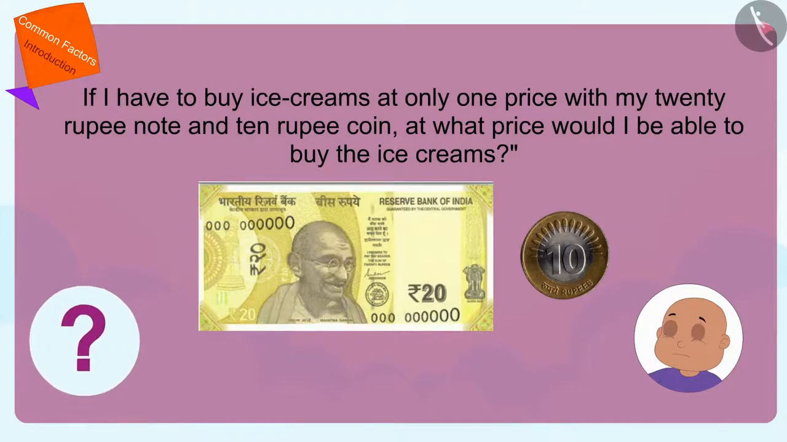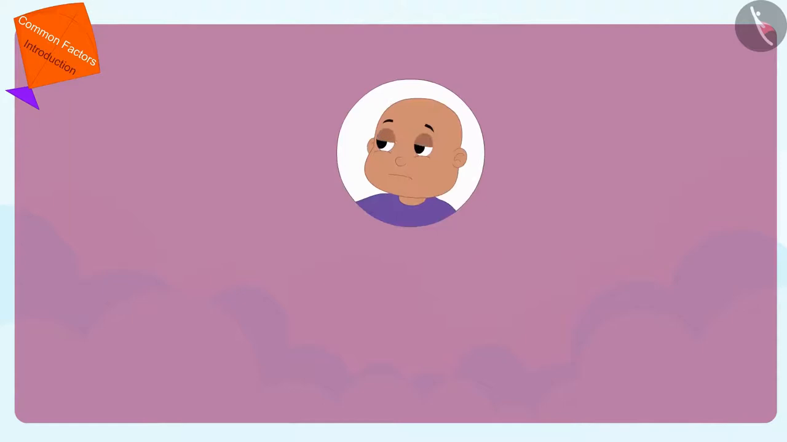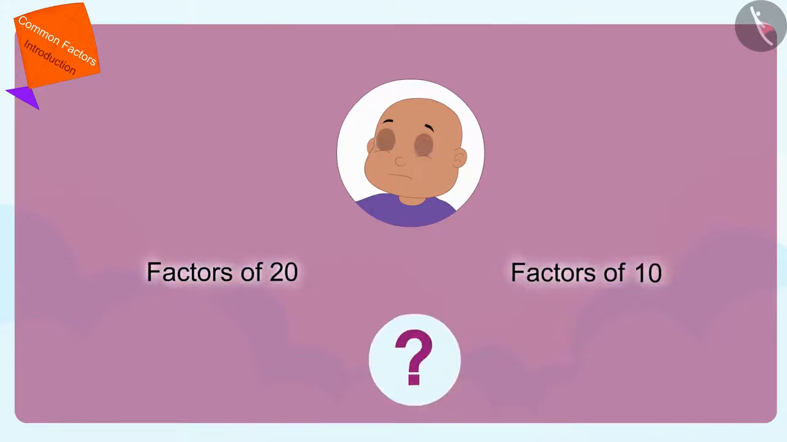Children, can you tell me how Bubbloo can find the answer to this question? Exactly. To solve this question, Bubbloo has to choose the factors, which are the factors of both 20 and 10. Can you tell which are the factors of both 20 and 10? If you want, you can pause the video and find the answer.